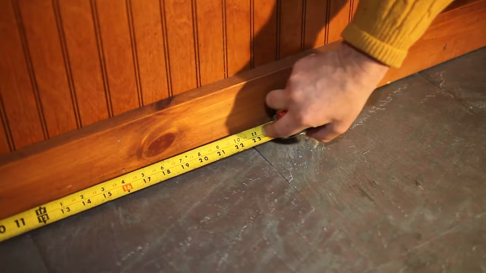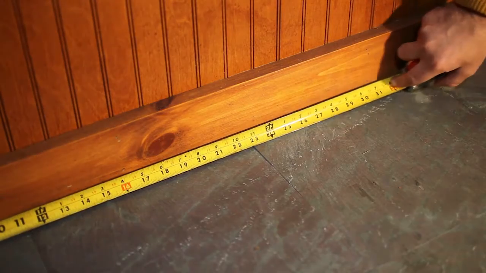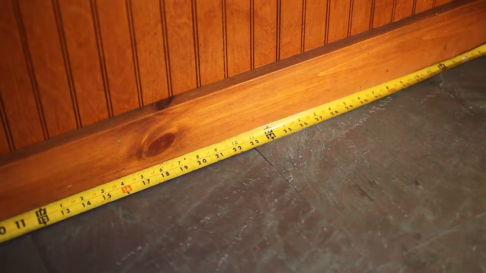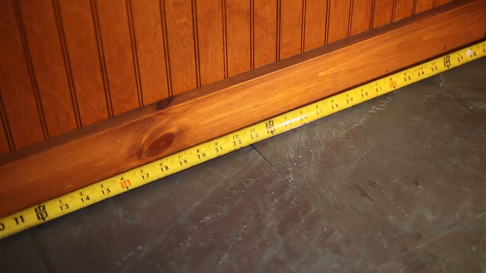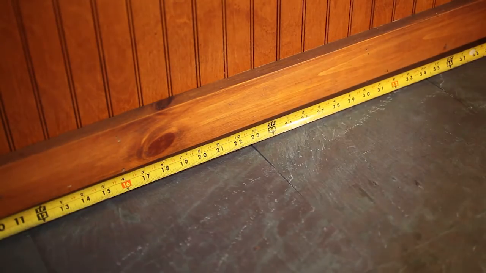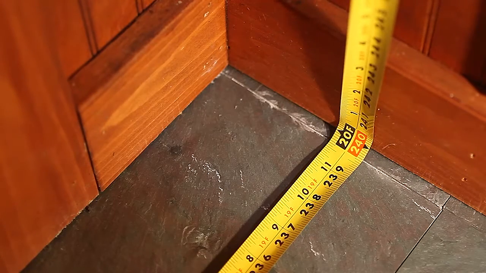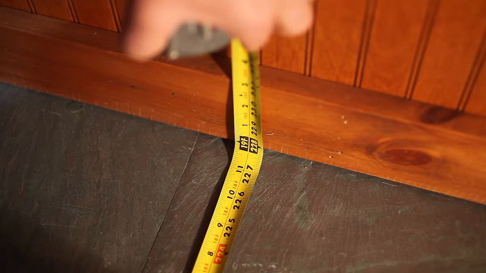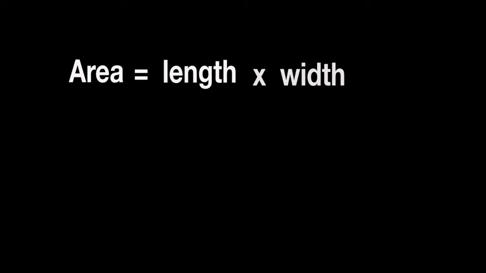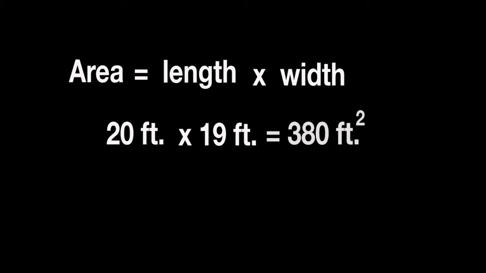If we wanted to see if this is correct, we could check ourselves by measuring the width and length of the room and multiplying them to calculate the area. The room has a width of 20 feet and a length of 19 feet. To calculate the area, we multiply length times width. You can see that our calculation supports the fact that 380 square feet of tile cover the floor.